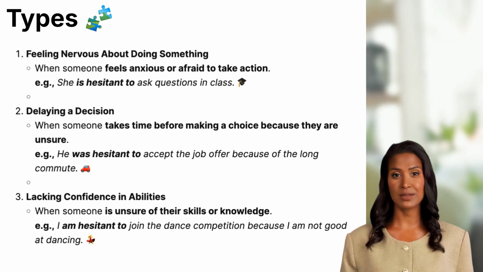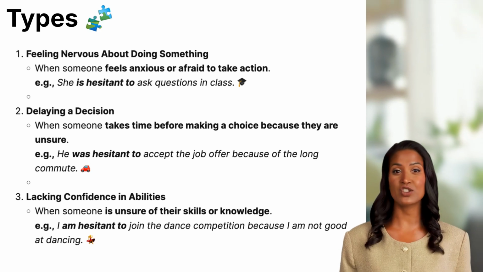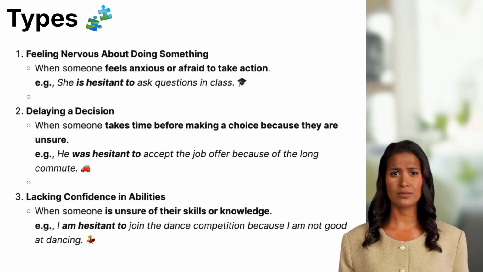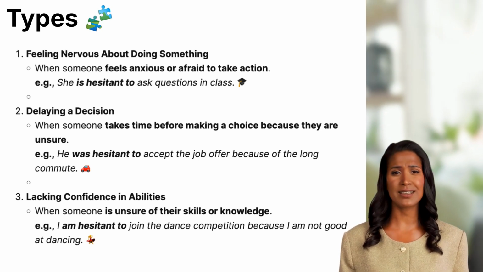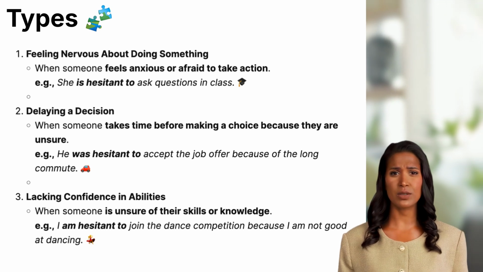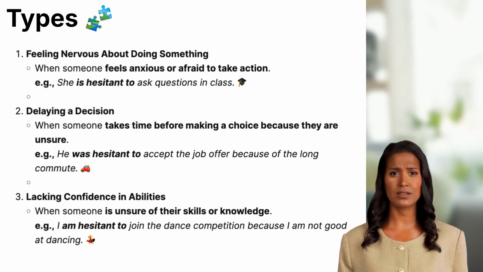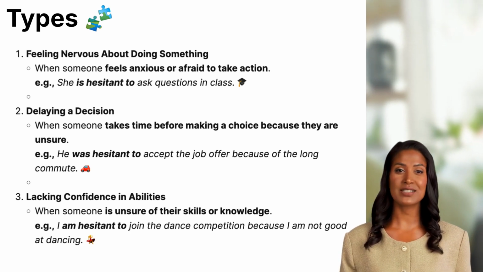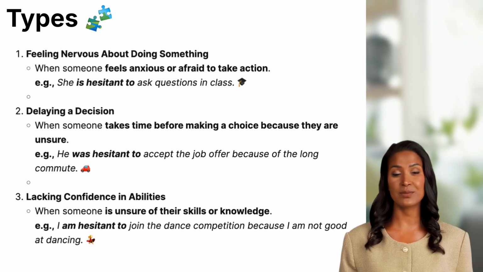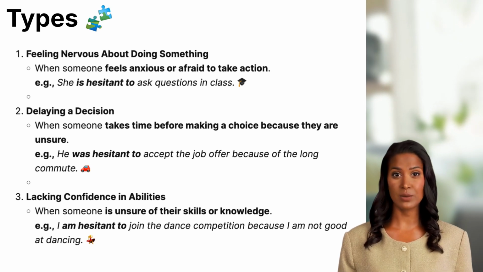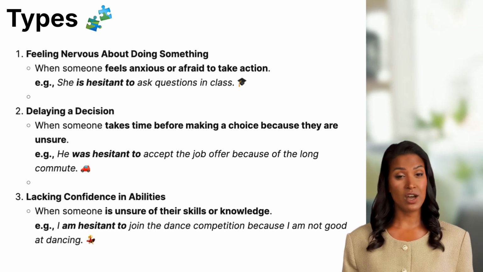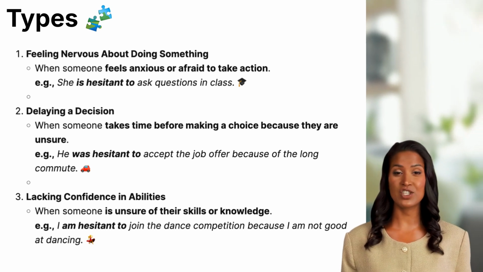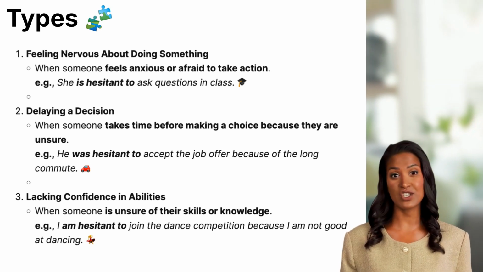More examples. He is hesitant to speak in front of a large audience. I am hesitant to try a new workout because I don't know if I can do it. If someone feels nervous about taking action, be hesitant to is a great way to describe their feelings. 2. Delaying a decision? Use be hesitant to when someone takes time before making a choice because they are unsure. Example, he was hesitant to accept the job offer because of the long commute. This means he wasn't sure if he should take the job because traveling to work would take too much time.